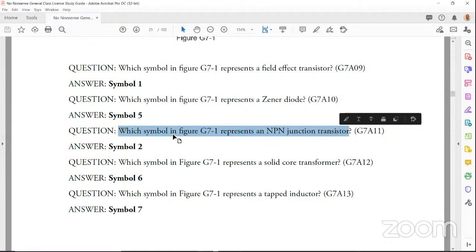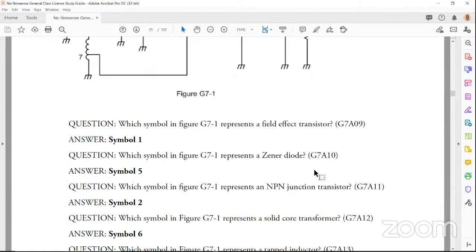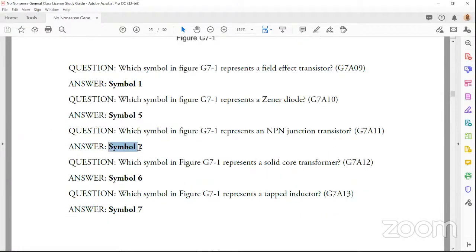Next question. Which symbol in figure G7-1 represents an NPN junction transistor? So we're looking for a transistor. Quickly we identify, here's our trusty little transistor, and it's symbol number 2, and that's the answer. Symbol 2. Let's go again.